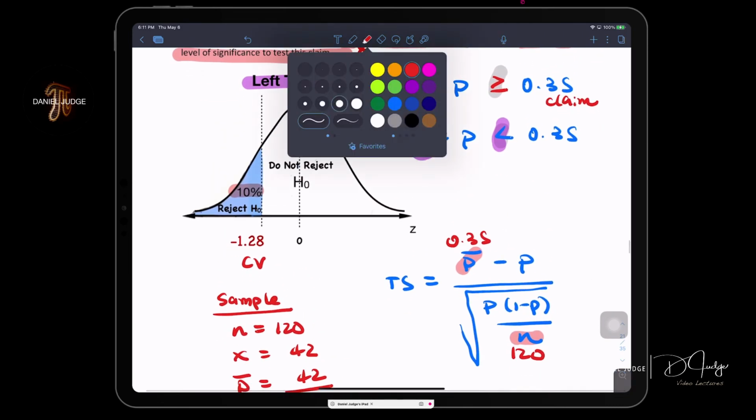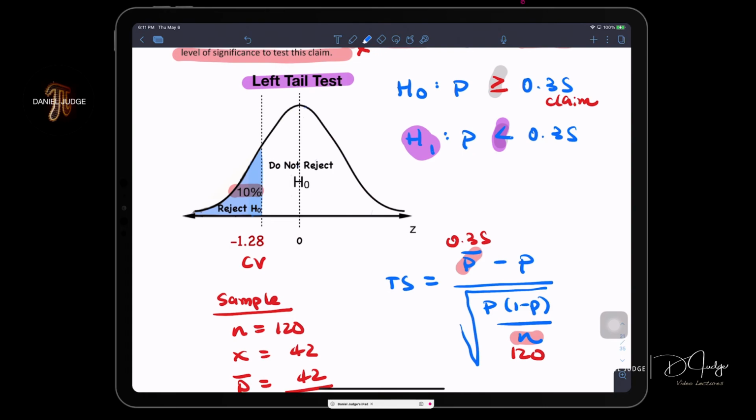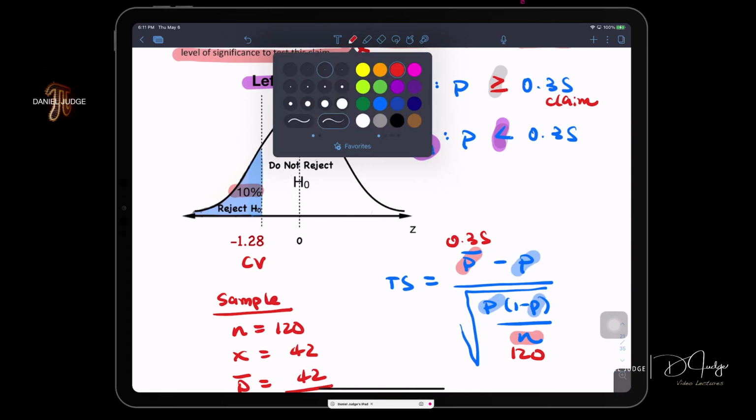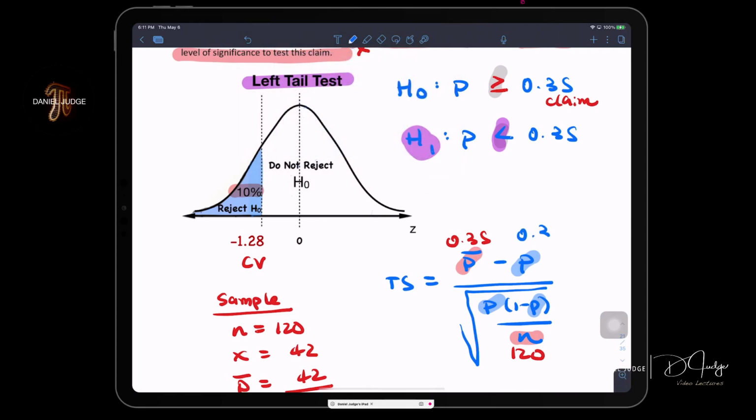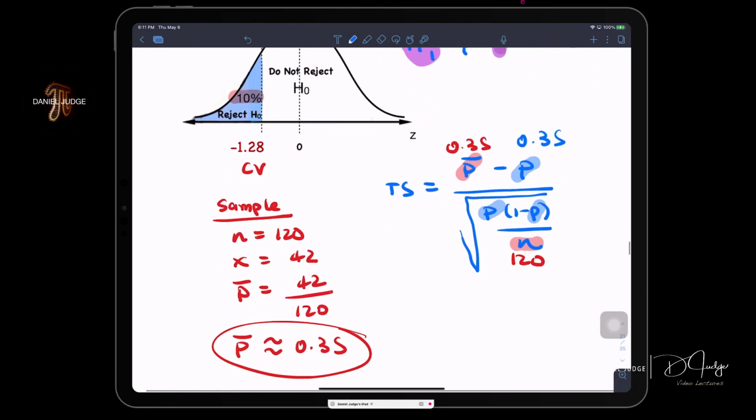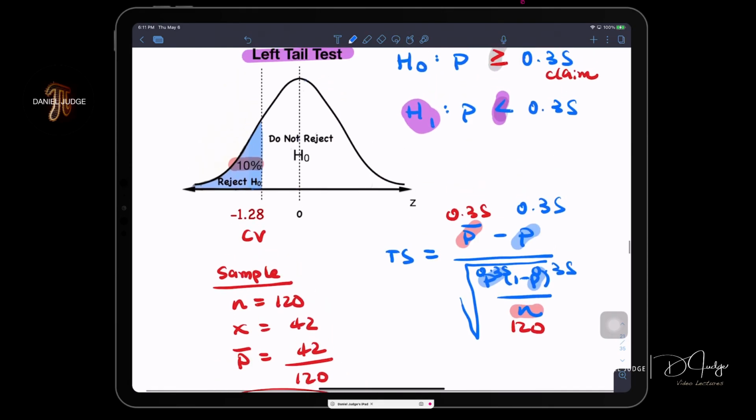P is greater than or equal to 35%. P goes here, P goes here. So P is 0.35, 0.35. I write it twice.